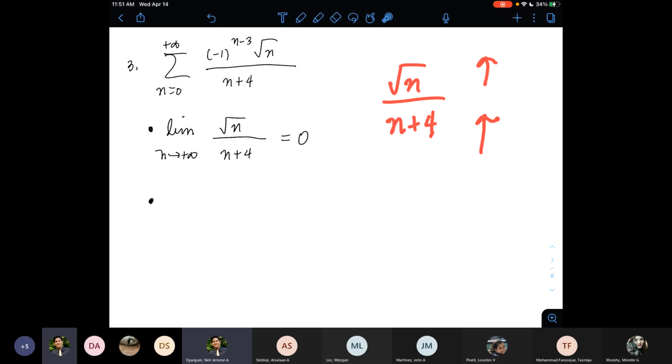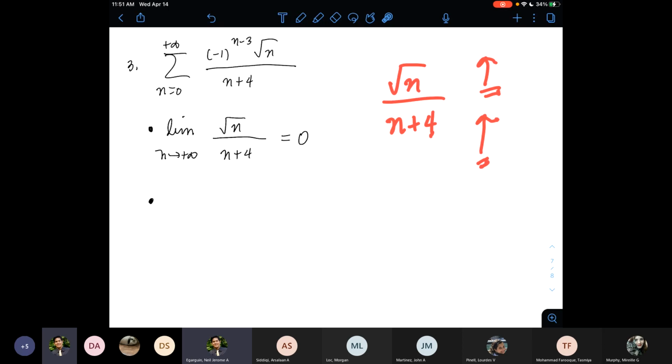So both numerator and denominator increase. So I don't know what wins. Do I get a larger fraction or do I get a smaller fraction? Because remember, when the numerator increases, then the entire fraction will increase, assuming that the denominator doesn't change.